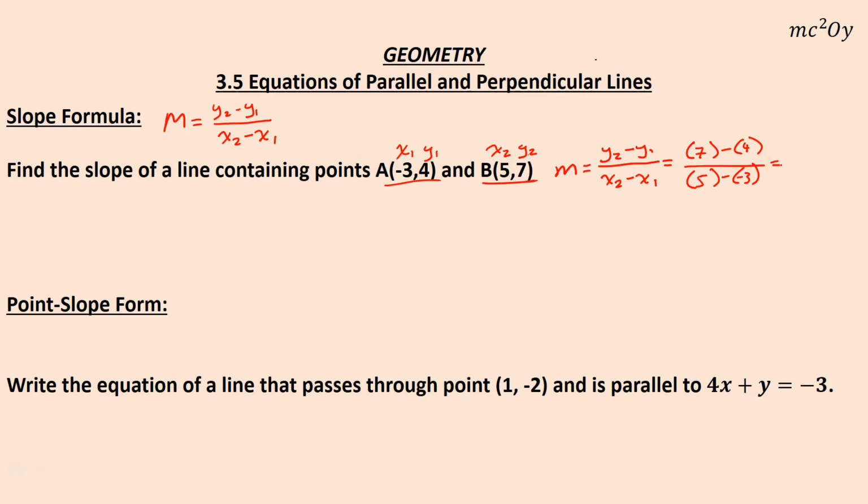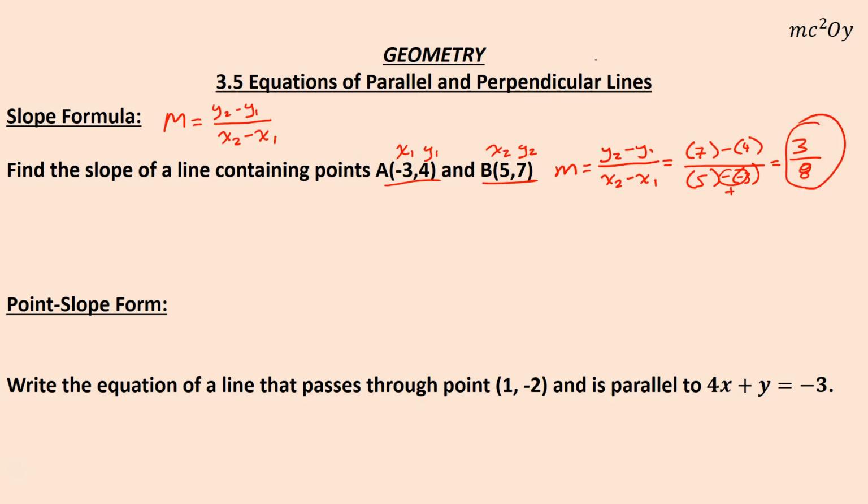In fact, my teacher that I work with, Mr. Vogel, uses that a lot, so it's a good strategy there. 7 minus 4 is 3, and then 5 minus -3, that becomes a plus, so 5 plus 3 is 8. So the slope of this line is 3/8.